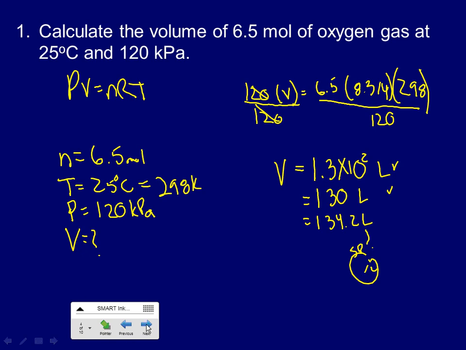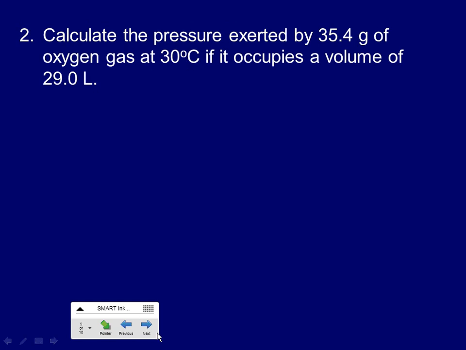Okay, let's do another one. If you're getting this, go ahead of me if you want. Yep. How many torrs are in... A torr is the same as millimeters of mercury. And she is like on number 4 or 5. Crazy lady.